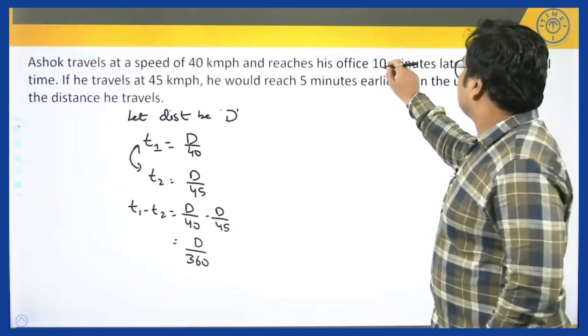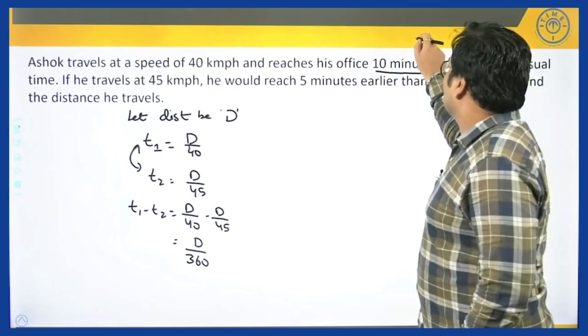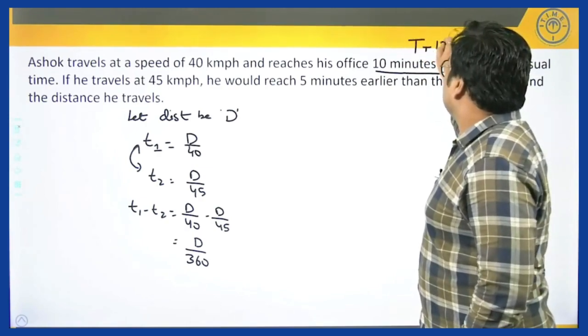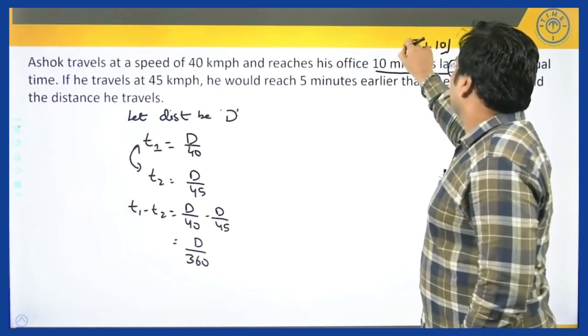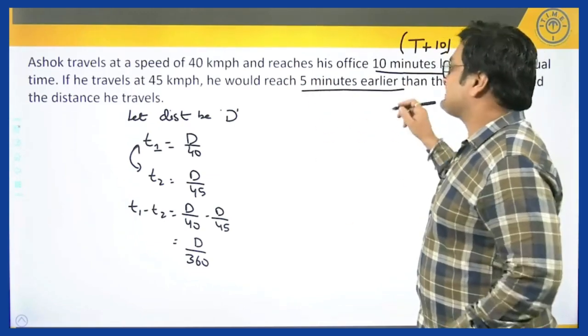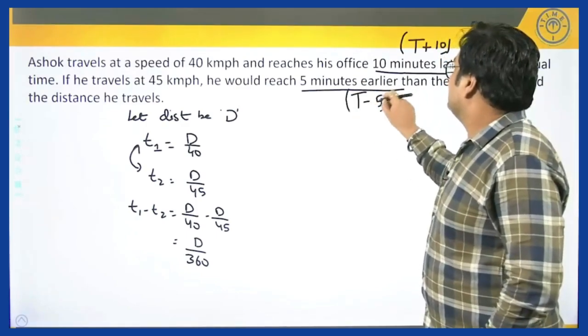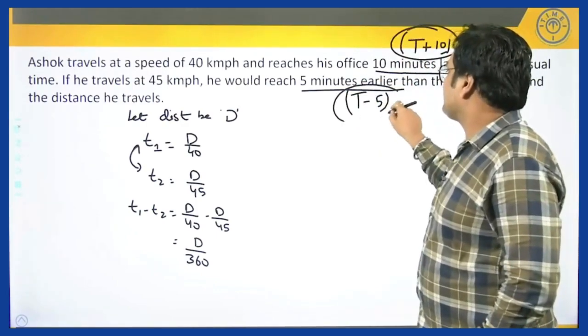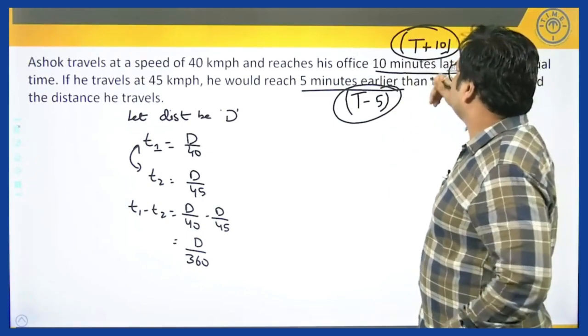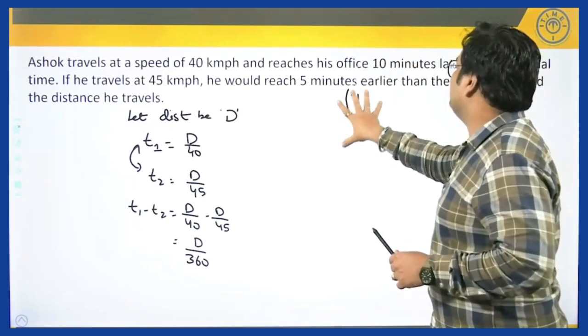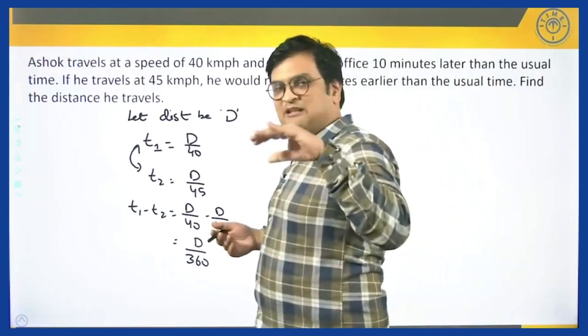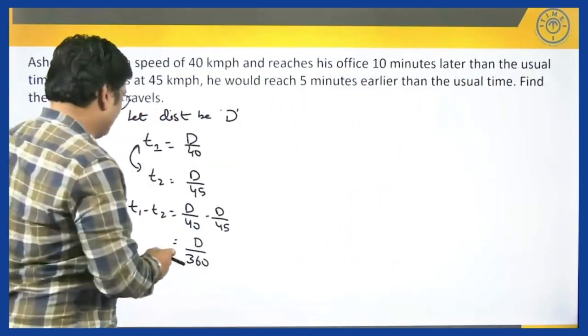Please note, in this case he is coming 10 minutes later. So if his usual time is t, he will take t plus 10 minutes. In the second case, he is reaching 5 minutes earlier. That means if his usual time is t, he will reach in t minus 5. So what is the time difference between these two? Subtract them. When you subtract them, you can notice that the gap is 15 minutes. T plus 10 minus (t minus 5) gives us 15 minutes.